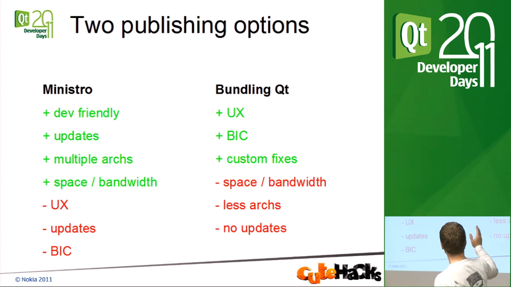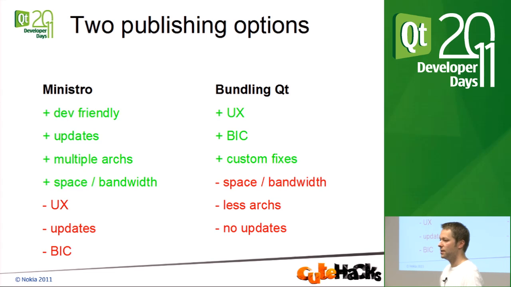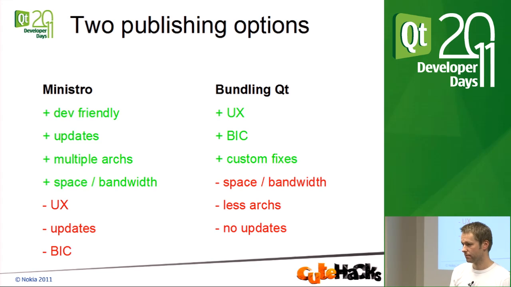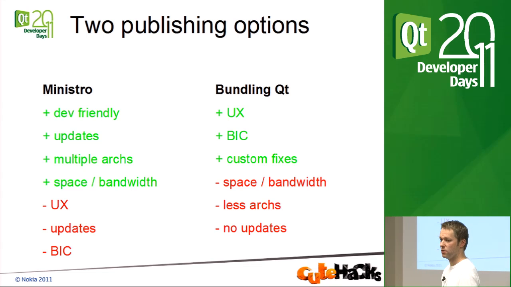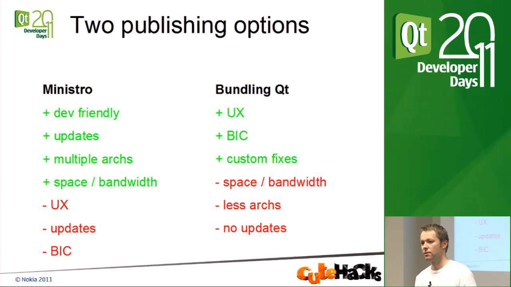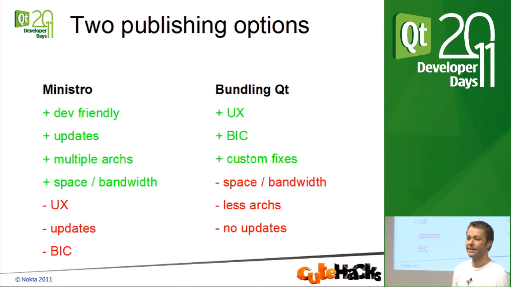Right. Bundling Qt, good stuff. User experience will be exactly the same as if you were installing any other application. Binary compatibility is not a problem because you know exactly what you shipped and it's not changing. Custom fixes, like the font thing, if you just wanted to fix it yourself, you could just fix it, rebuild Qt, and then you bundle it with your app. Of course, the problem is your app becomes huge.